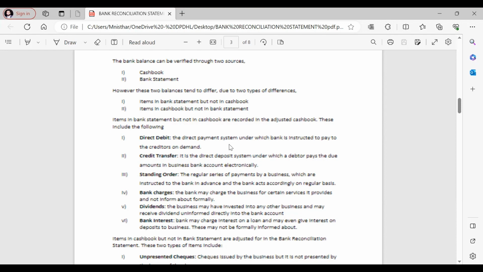And direct remittances, which here are known as credit transfers. This is when a debtor who has to pay you a certain amount for a previous transaction directly deposits the amount to your bank account, without informing you anything. Let's say, for example, a debtor has to give you 10,000, and without informing you, he has transferred it to your bank account. Now it will be a direct remittance.